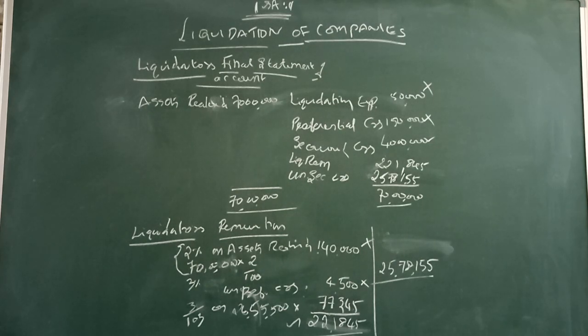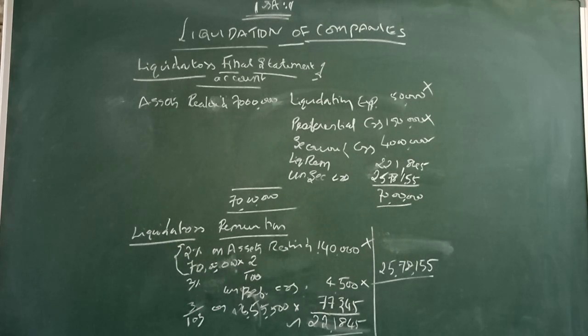So preferential creditors we have to pay, that is paid. Secured creditors we should pay, that is also paid. Up to this we have sufficient amount. Then remuneration, a separate working note is there at the bottom of that answer. 2% on the assets realized, 70 lakhs, on that 2% is 1 lakh 40,000. Then preferential creditors is 1 lakh 50,000, on that 3%, that comes to 4,500.